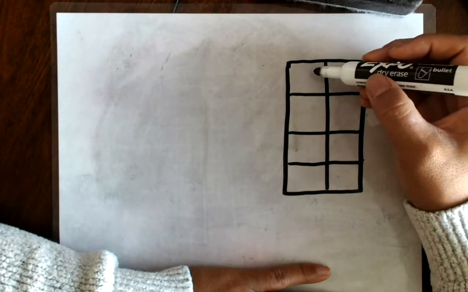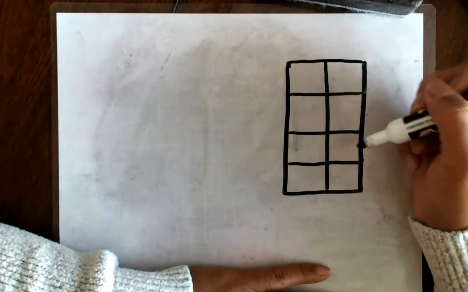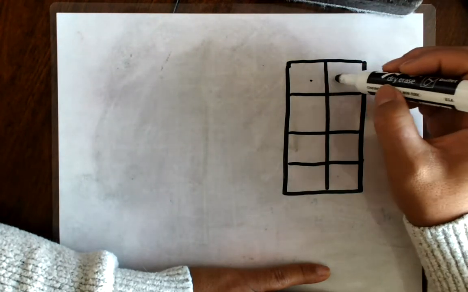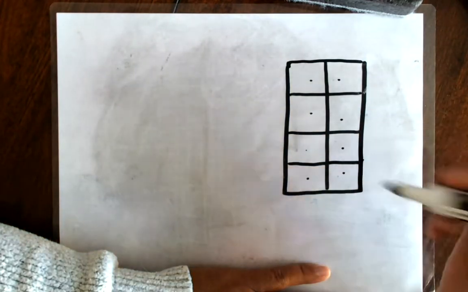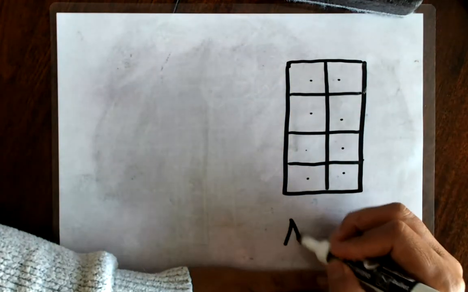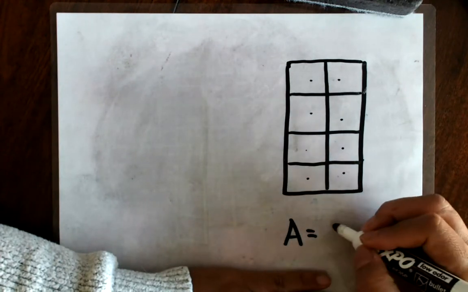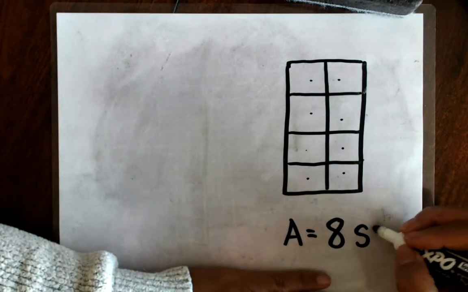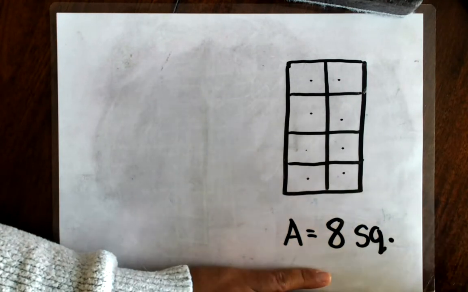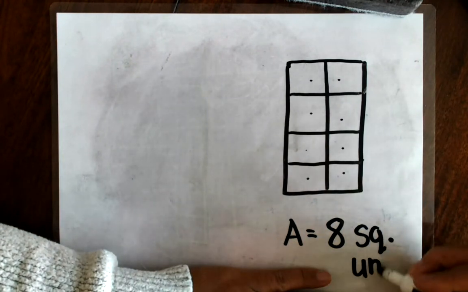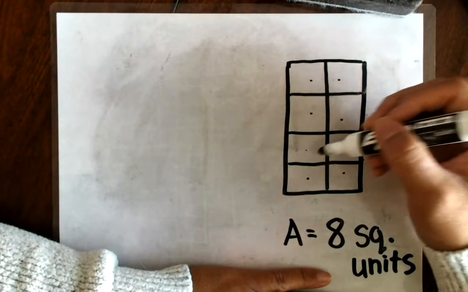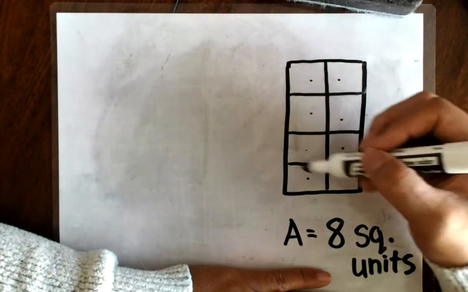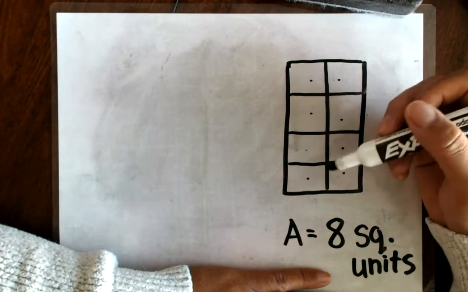Now, counting this area model, I see that there are 1, 2, 3, 4, 5, 6, 7, 8 square units. So my area, and let's write this, area equals 8 square, and I'm going to abbreviate the word square by writing SQ, units. And I found that out by simply counting, right? I counted all the square units on the inside of this shape.